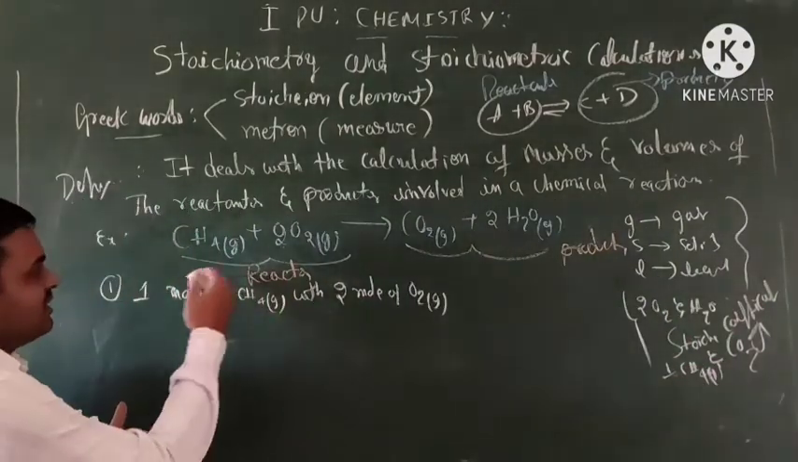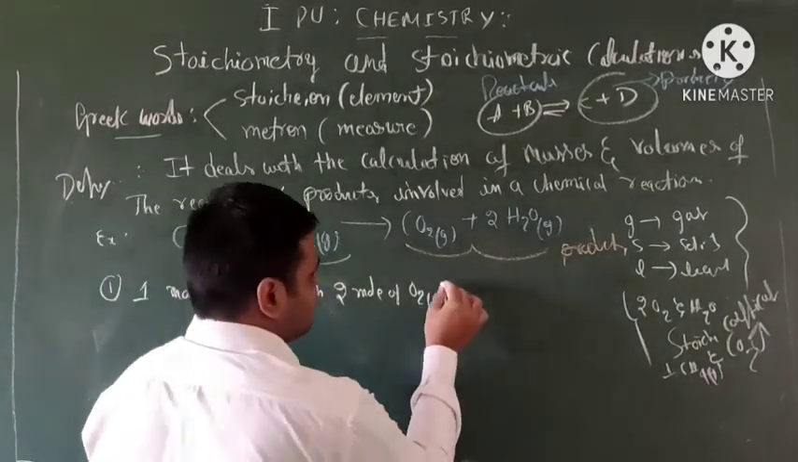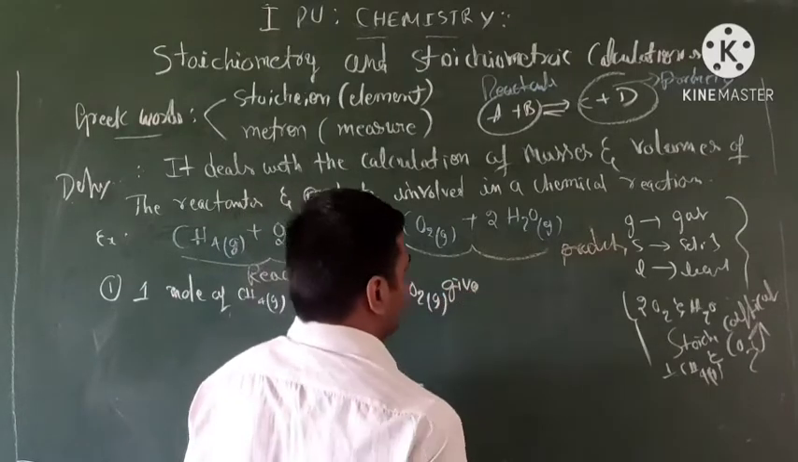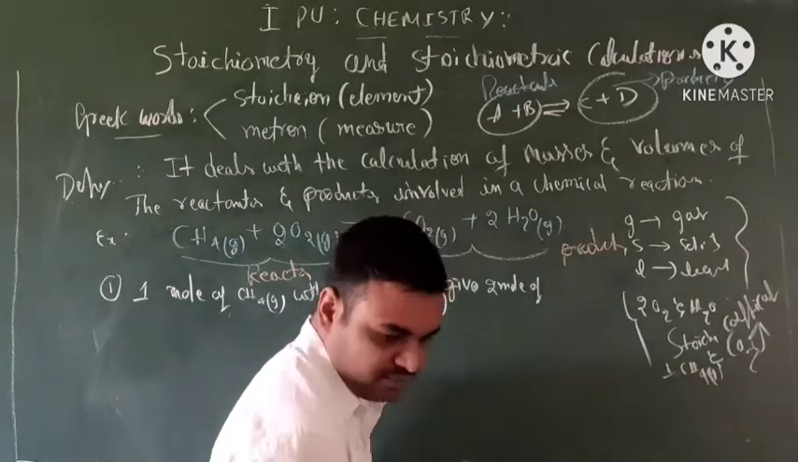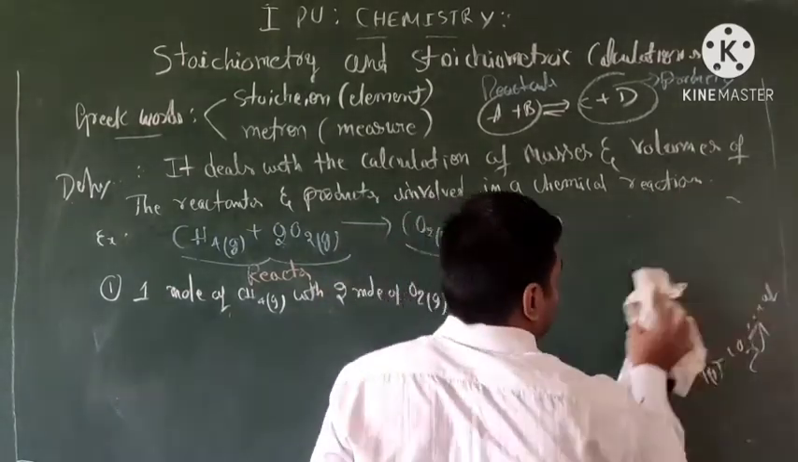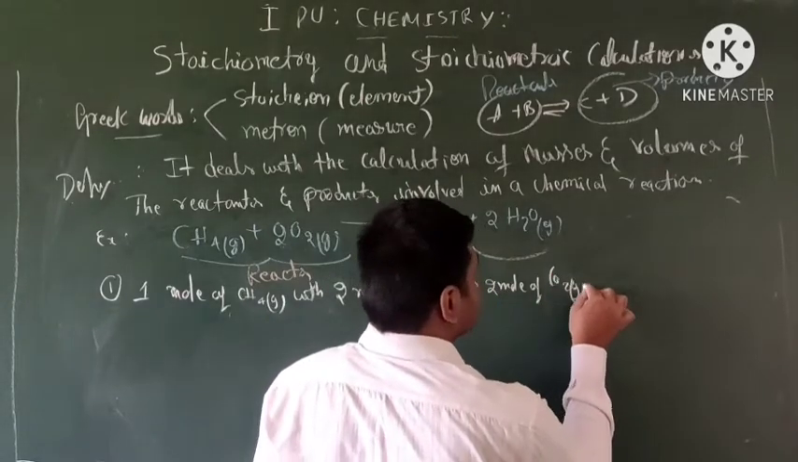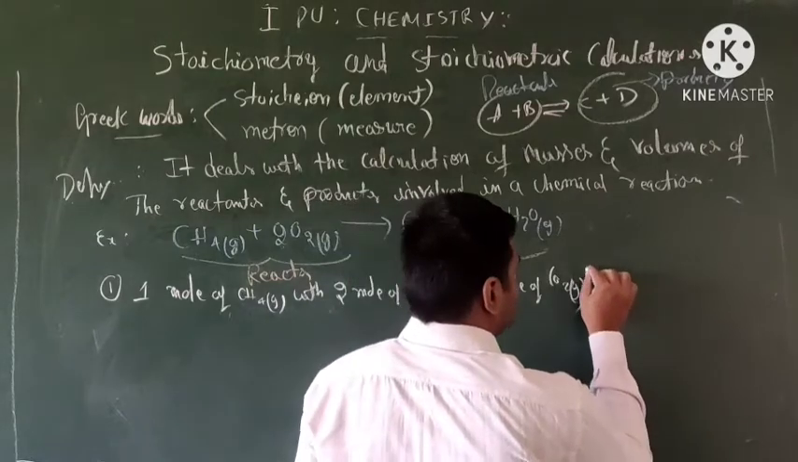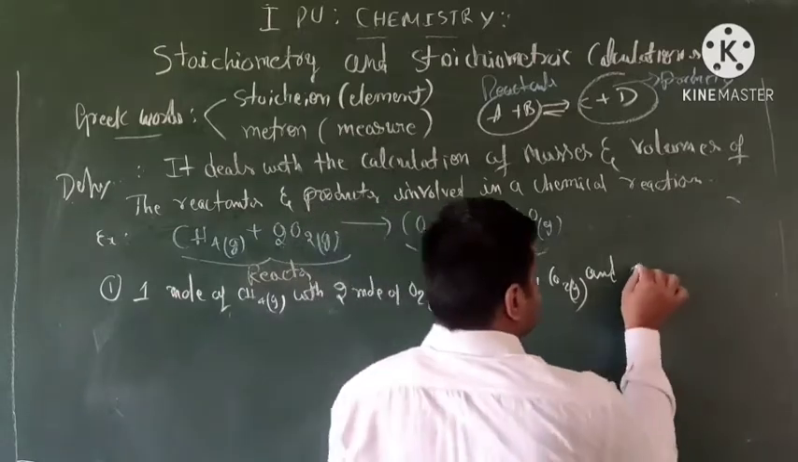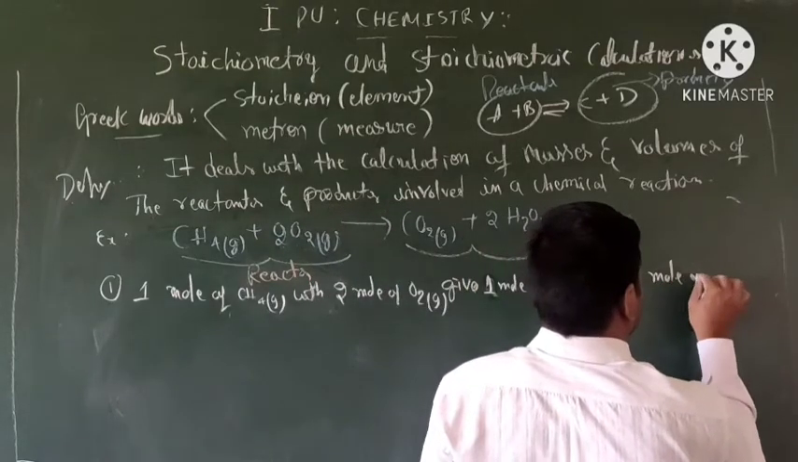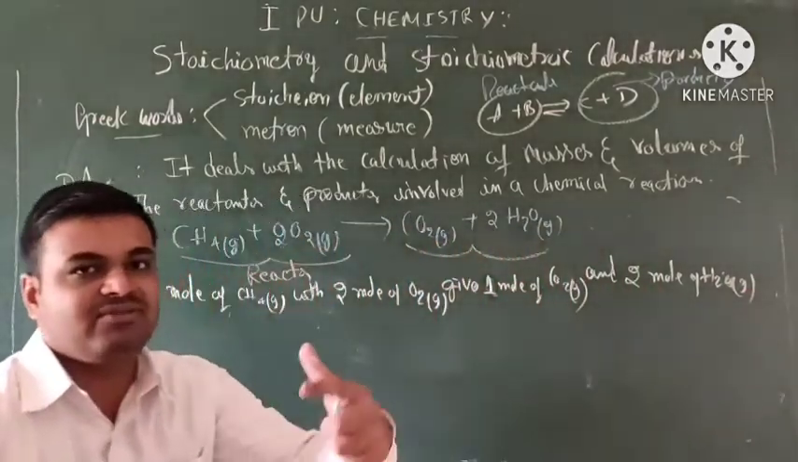Let me explain this. 1 mole of methane gas with 2 moles of oxygen gives 1 mole of carbon dioxide gas and 2 moles of water in gas form. This is the concept of mole.